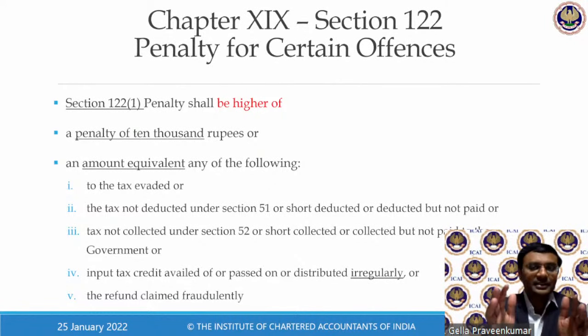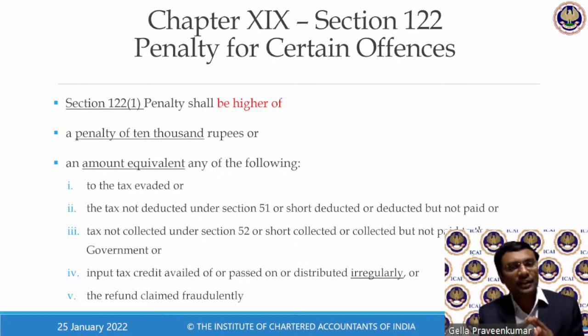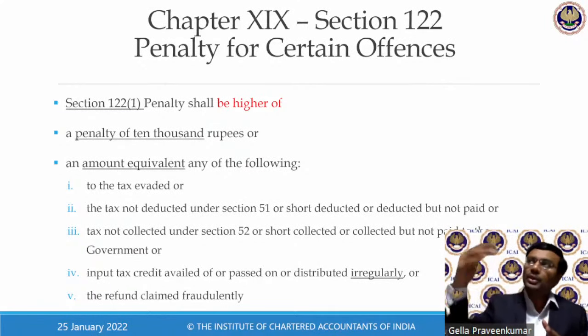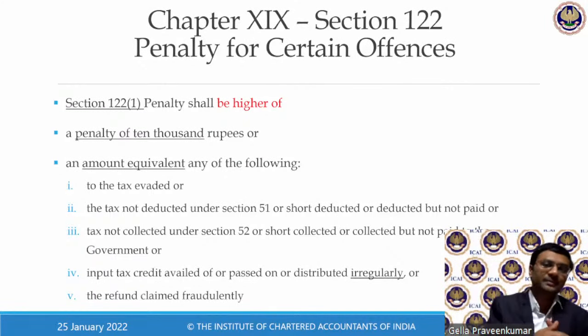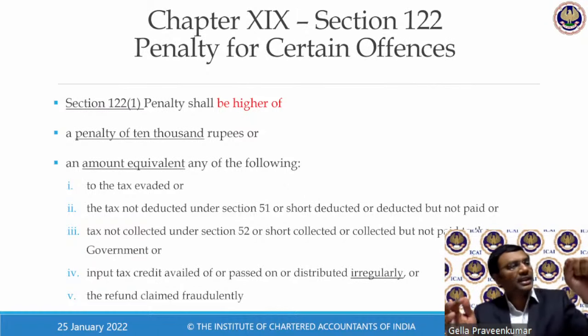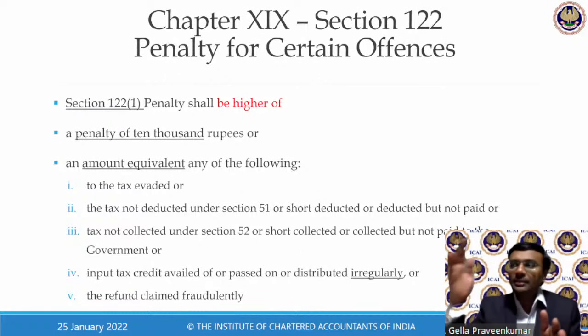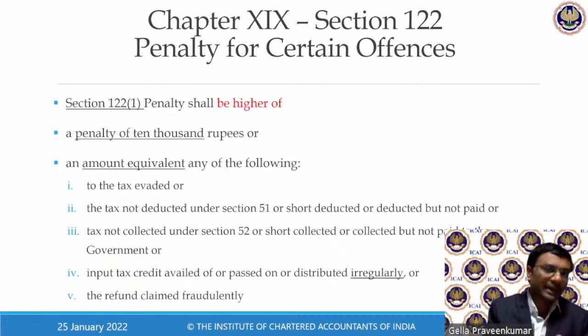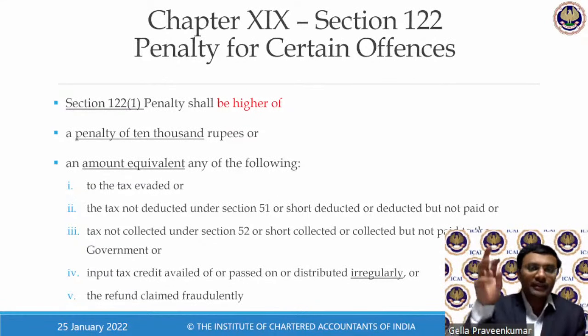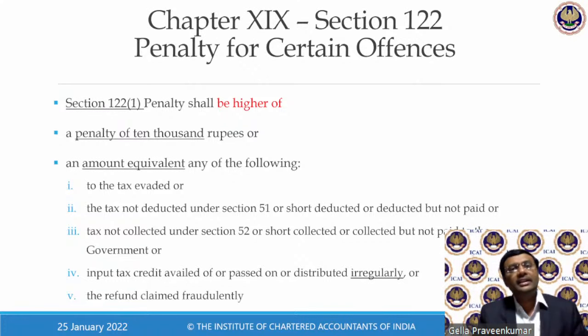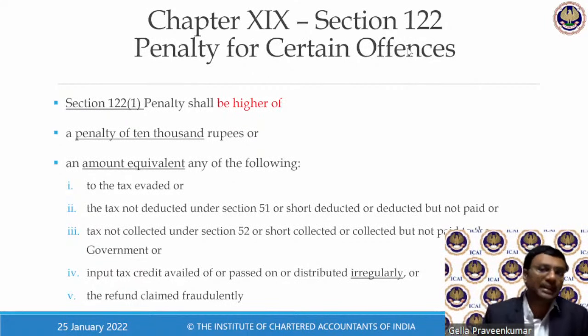So as a composition person, I have collected, say, 85,000 as tax, but I have paid only 1% on the turnover, which is less than that 85,000. If there is a tax evasion, 10,000 or 85,000, whichever is higher, will be quantified and paid. As an ISD, if you have passed on input tax credit more than what you have to pass on, that amount or 10,000, whichever is higher, will be a penalty. So this is what Section 122 discusses on penal provisions.